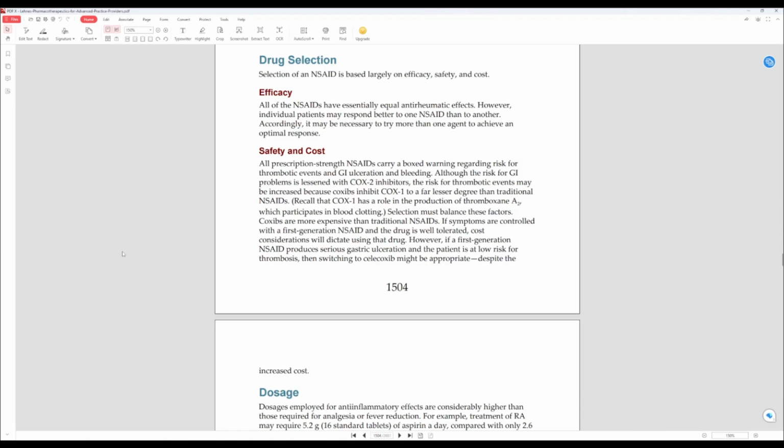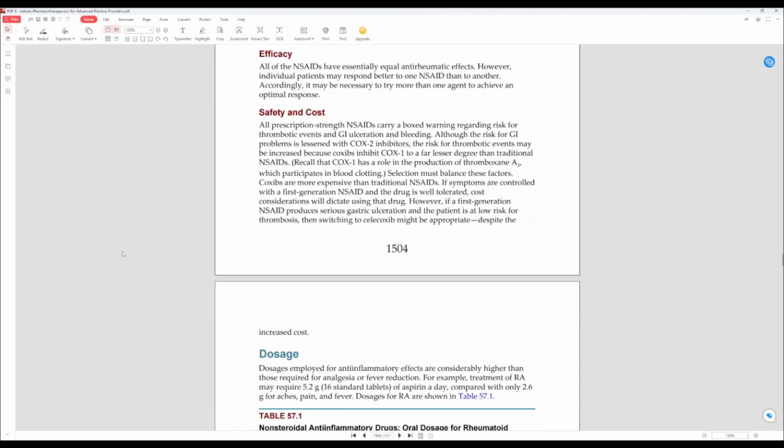So, drug selection. Selection of an NSAID is based largely on efficacy, safety, and cost. Efficacy: all of the NSAIDs have essentially equal anti-rheumatic effect. However, individual patients may respond better to one NSAID than to another. Accordingly, it may be necessary to try more than one agent to achieve an optimal response.